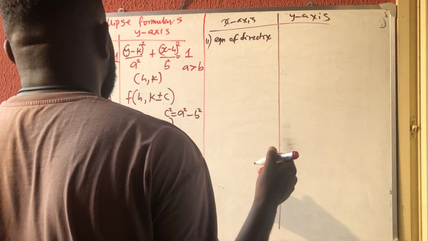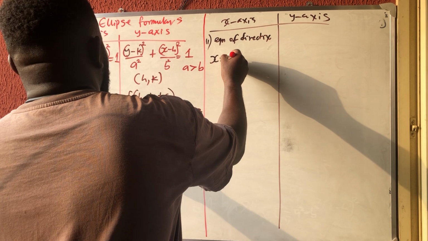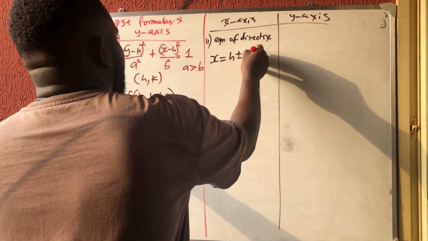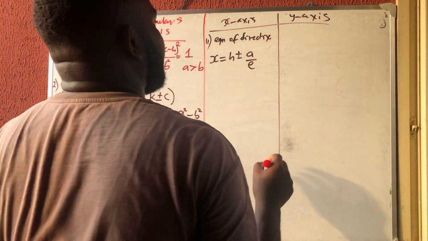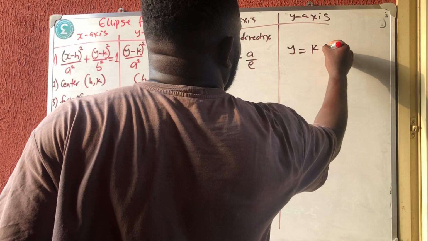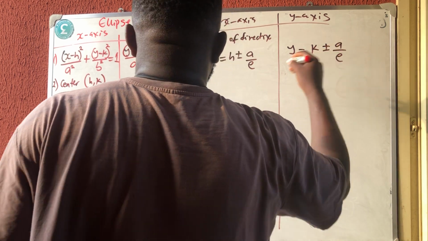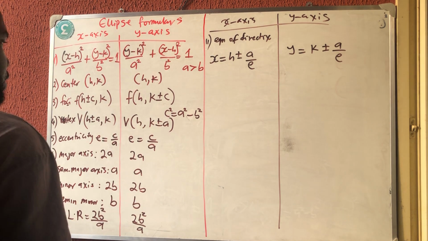So equation of the directrix from this side should be what? X is equal to what? H plus or minus a, but always add over e, please. That is just the difference, a over e. So this side will now be what? Y is equal to what? K plus or minus a over what? E. So we are always getting it from the vertex. Don't forget it, even in parabola we got it from the vertex.